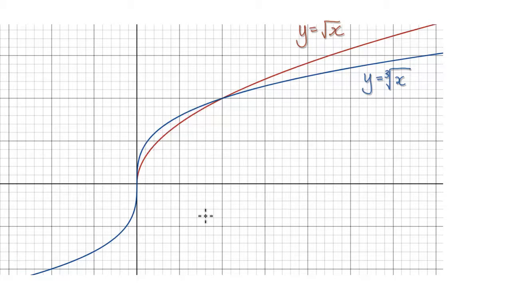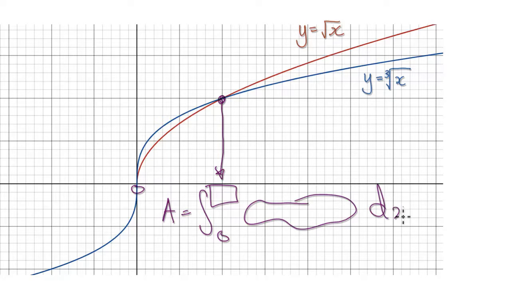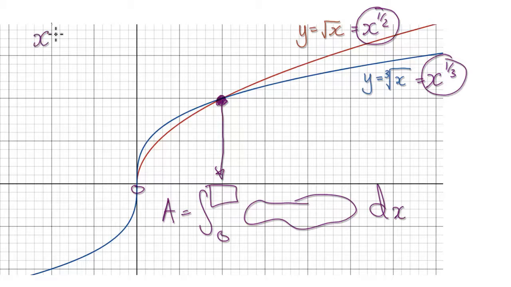Okay, so to do this, the area equals the integral from 0 to the intersection of the two of something dx. We need to figure out the intersection of the two. Remember, square root of x is really x to the power of a half. Cube root is x to the power of a third. To find the intersection, ask yourself, when will this be the same as this? So when will square root of x be the same as the cube root of x?